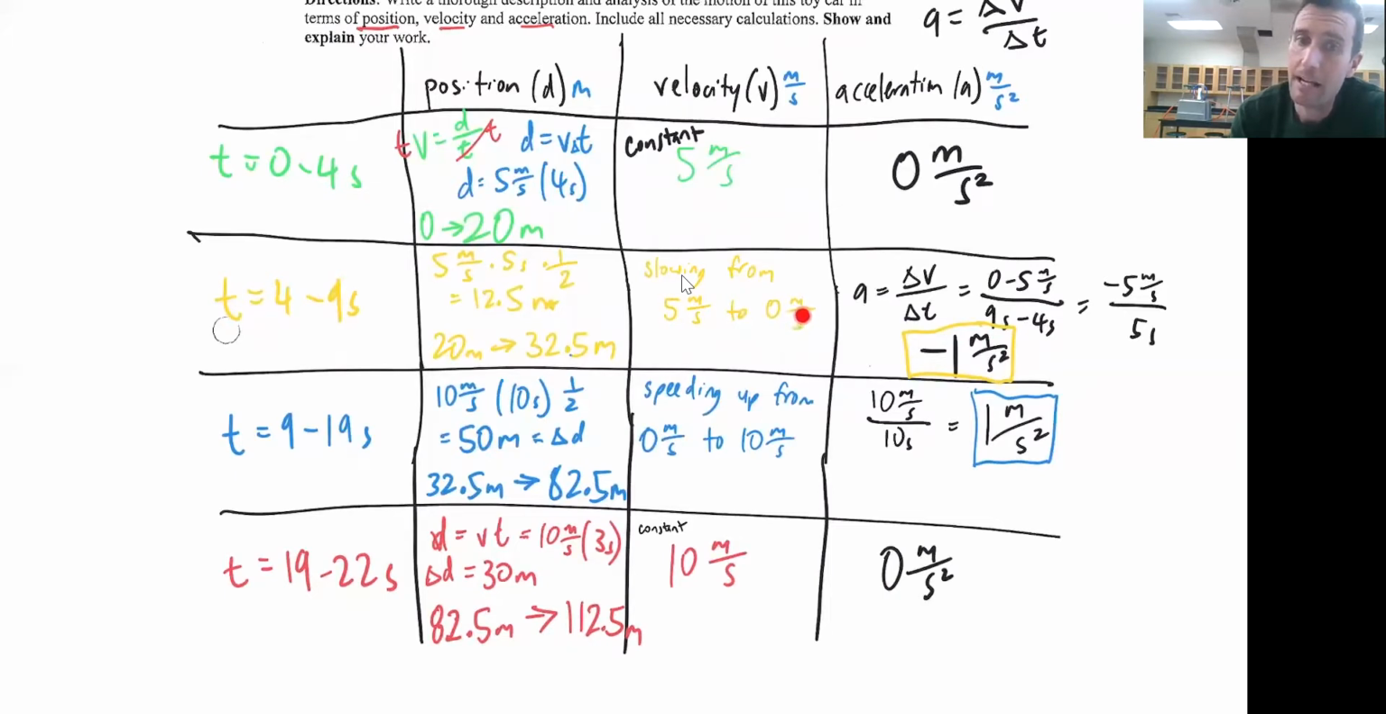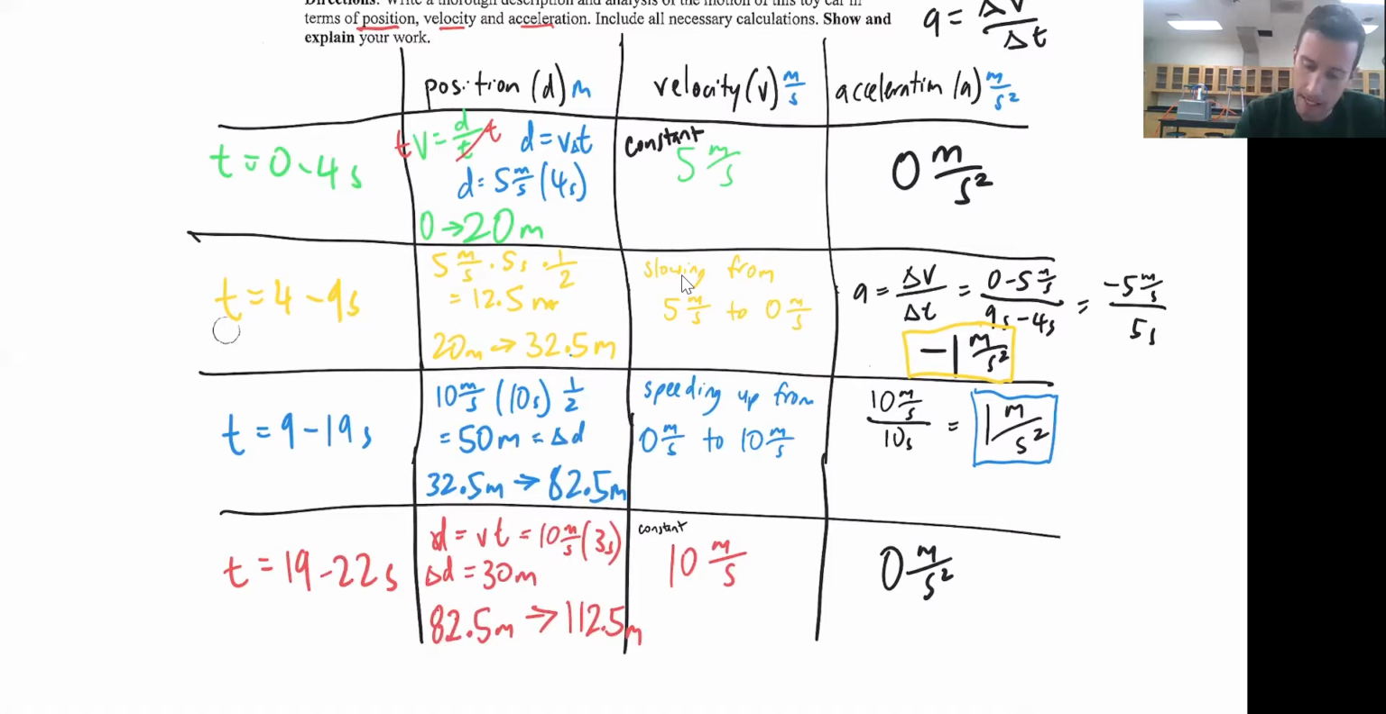Then it starts speeding up from 0 meters per second to 10 meters per second over the course of the next 10 seconds. While it's doing that, it has a positive acceleration of 1 meters per second squared, and it moves from 32.5 meters to 82.5 meters in position. Finally, in the last 3 seconds, it has a constant velocity of 10 meters per second with no acceleration, moving it 30 meters forward from 82.5 meters to 112.5 meters.